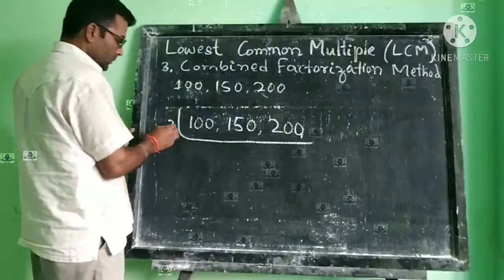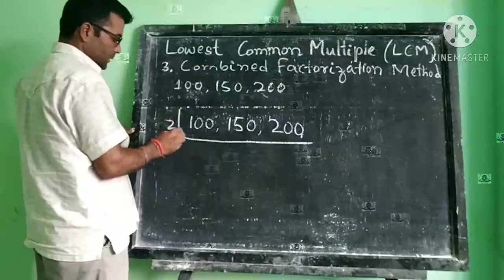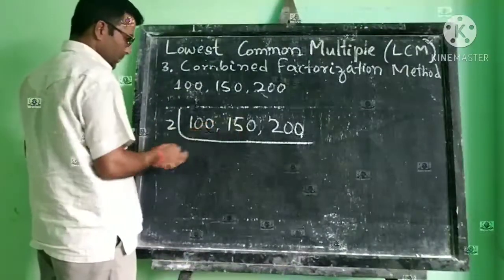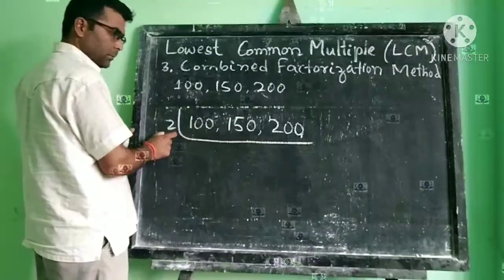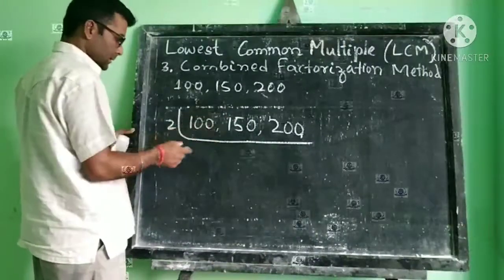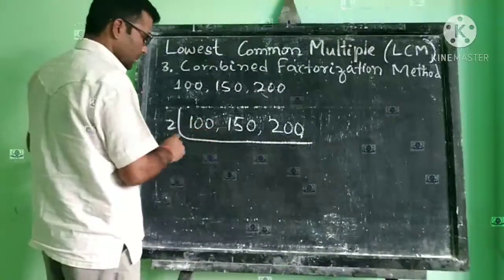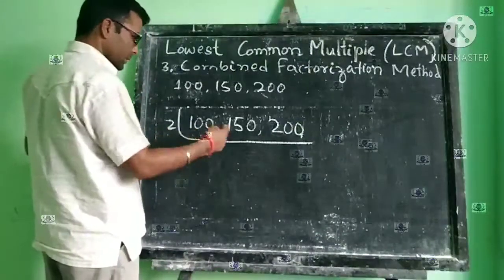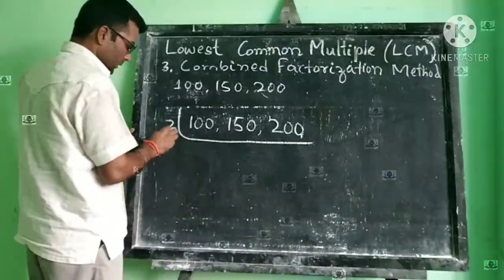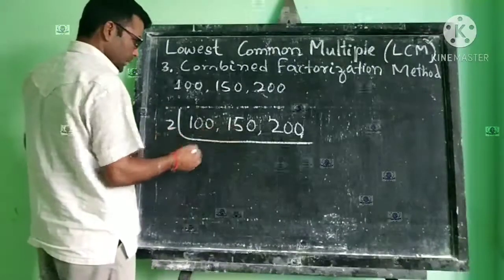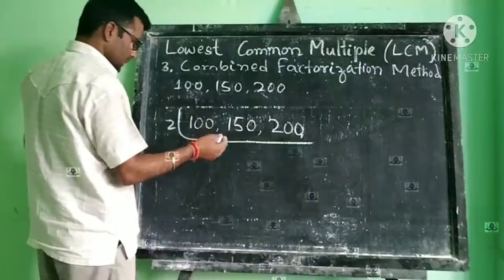So we need to factorize, or we need to divide all three numbers by this if it is possible. If not, then I'll tell you later. If it is not divided by this number, then what you have to do. Okay, first of all, you can divide this number in this way.